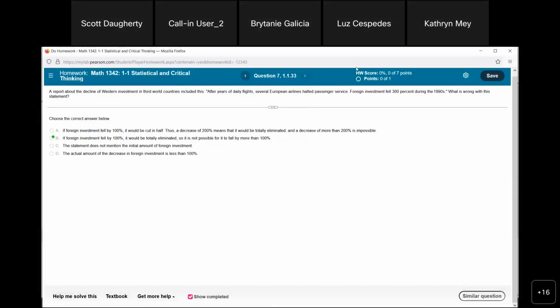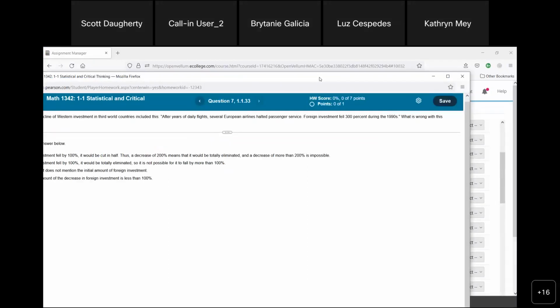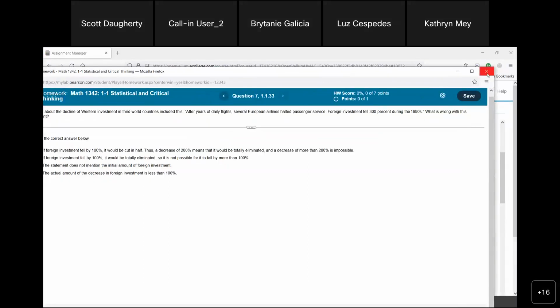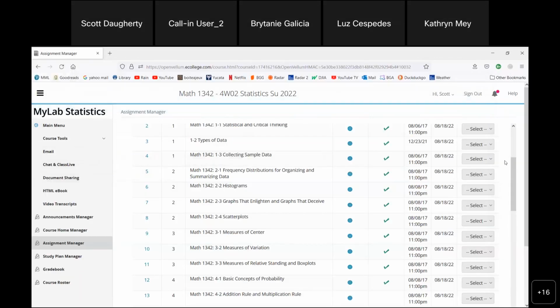Okay. So I'll let you look at the rest of this homework, but I think that's a pretty good overview of what's happening in section 1. So let's go ahead and look at the next section.